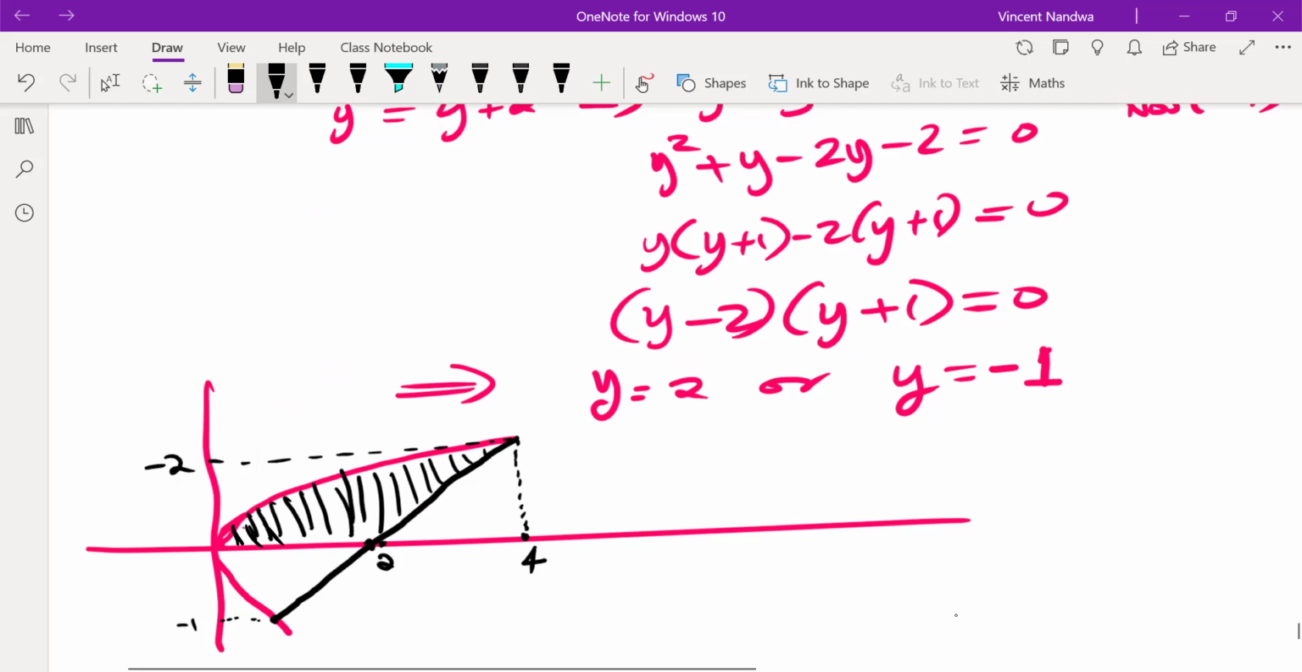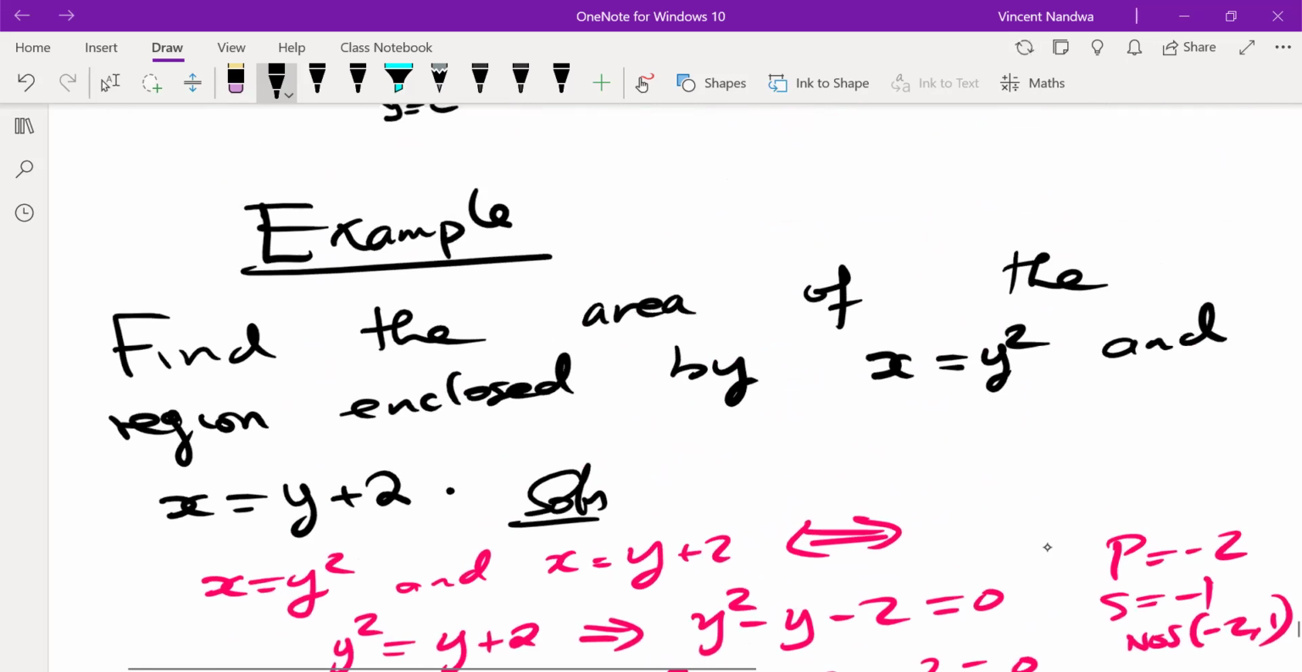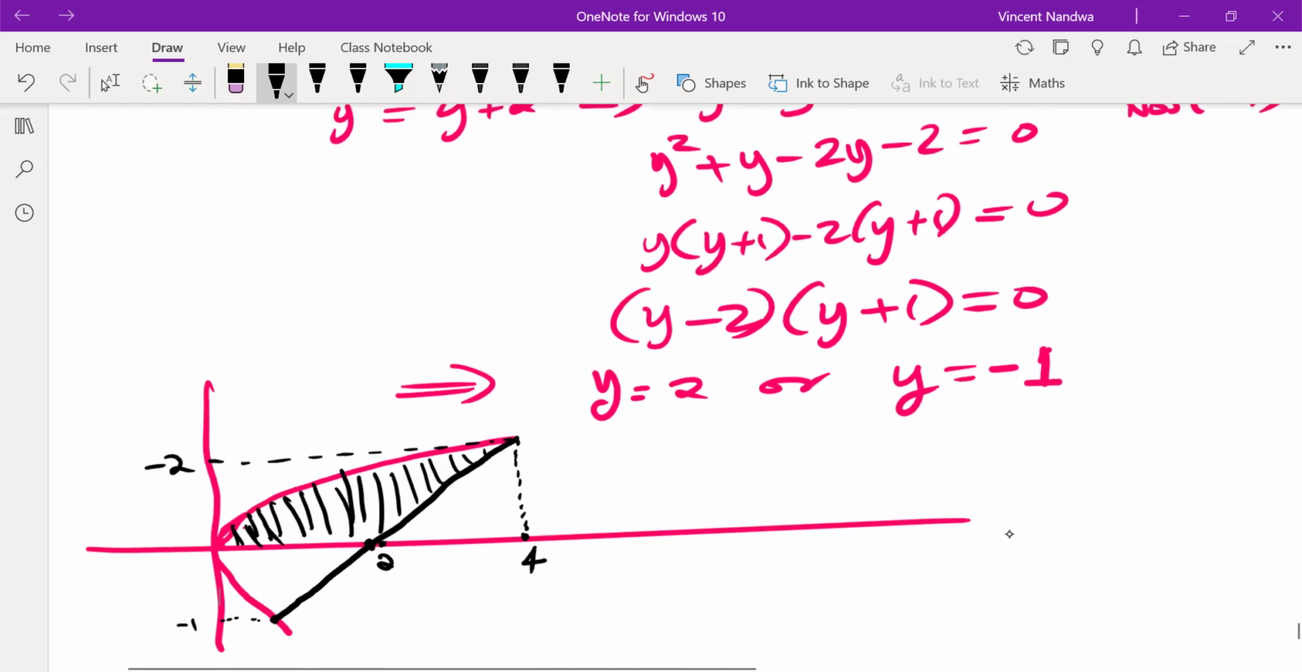Actually, the question was to restrict the area to this positive part. So find the area enclosed by the curves, this and this, and the positive x-axis. So the positive x-axis is this top part. So this is the curve x equals y squared, and this one is x equals y plus 2.